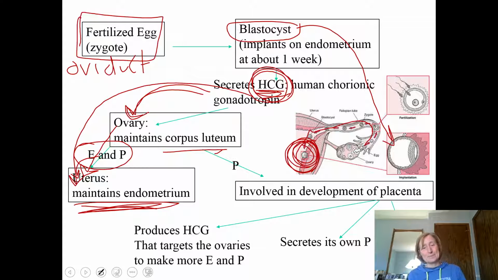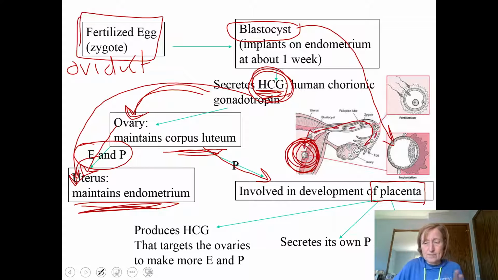Now, what else is going on? All right, the corpus luteum is making progesterone and estradiol, but that progesterone targets the uterus, really, and is involved in the development of the placenta. The formation of the placenta is phenomenal. It's a super cool organ.